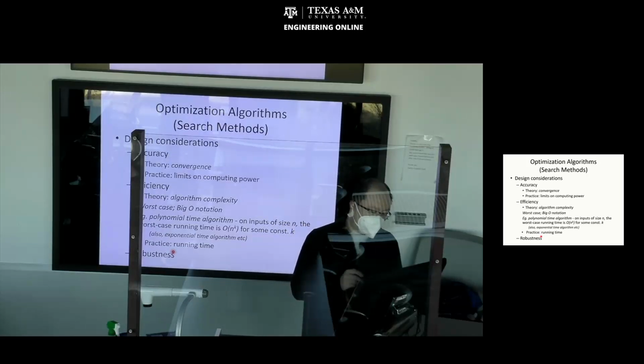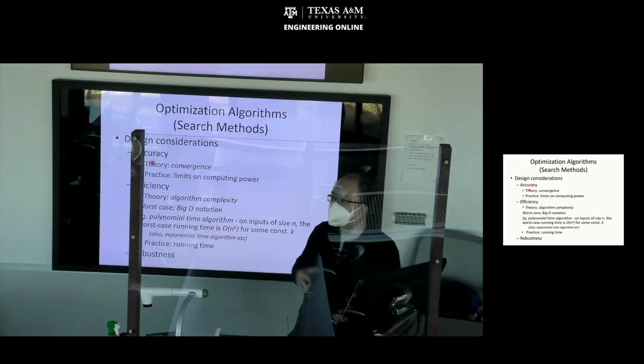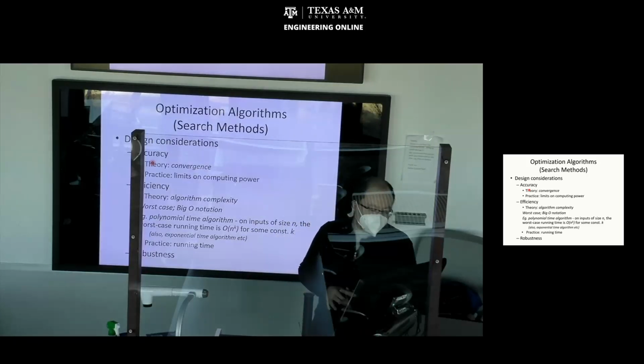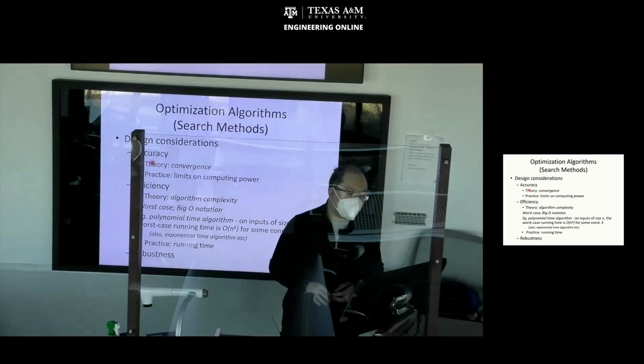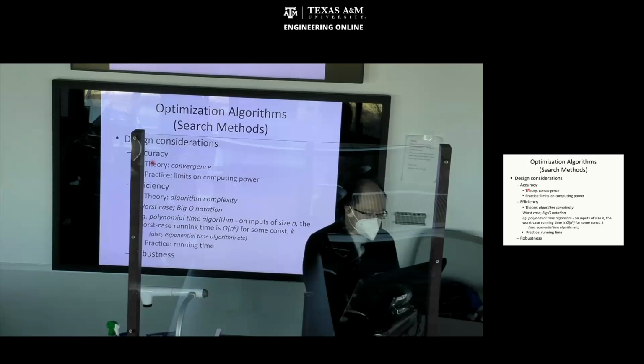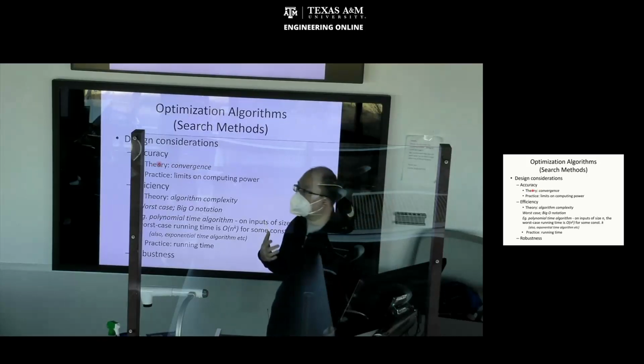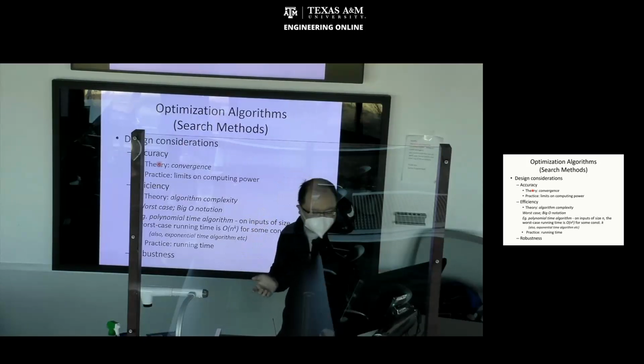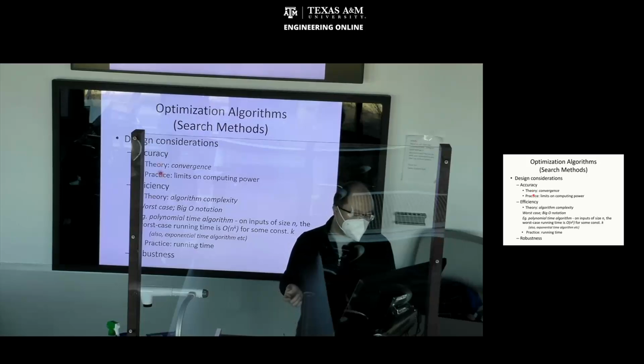Accuracy, right? So the accuracy is basically asking you whether the algorithm's returned solution is close to the optimum you are pursuing, right? So that's the accuracy. And why do you care about the accuracy? Of course, you care about the accuracy, but why do you want to look at some theoretical concept? In this case, convergence. I'm going to talk about it when we are talking about numerical optimization, okay? Why do we care about the theory, right? So in this case, there's a practical limit that we have, the computing power.